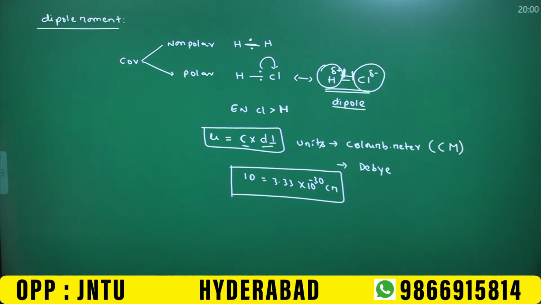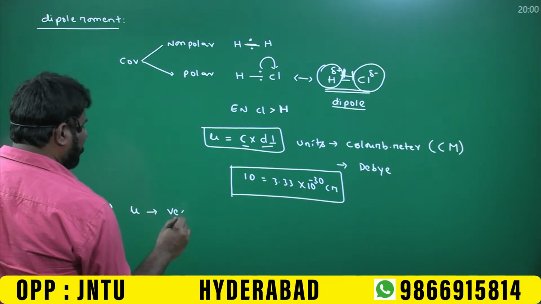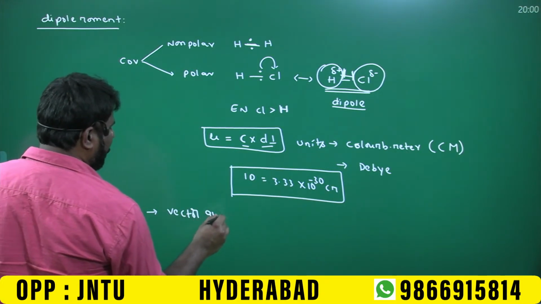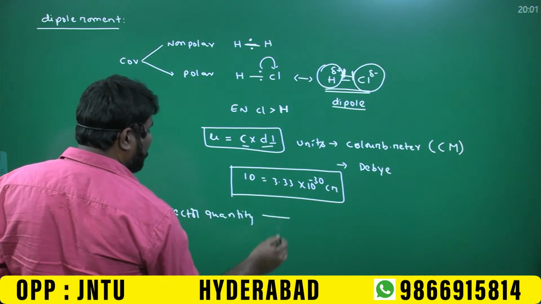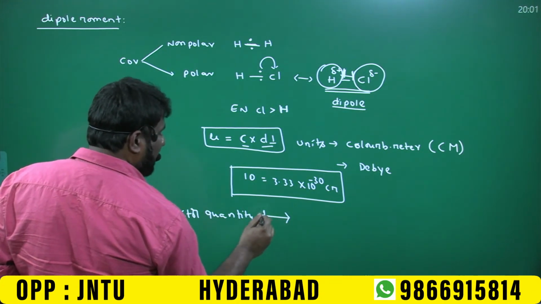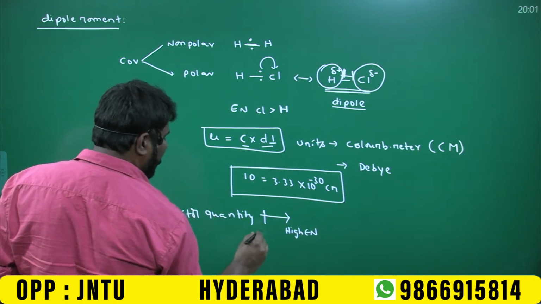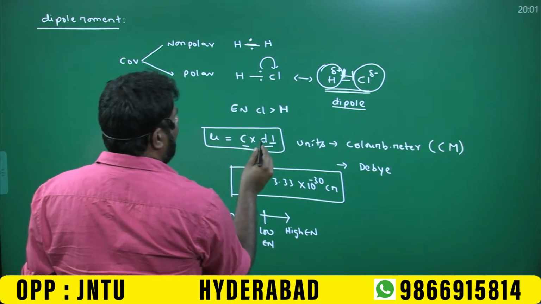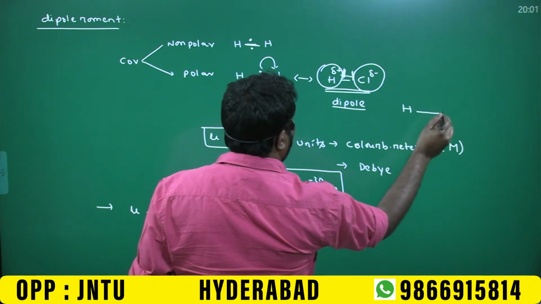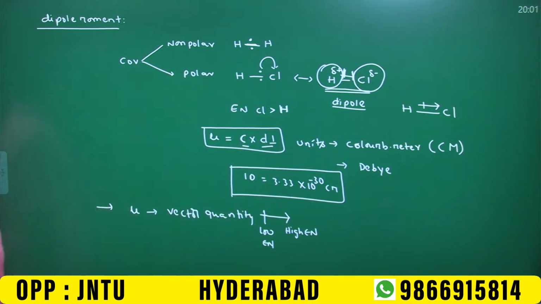Another important thing: the dipole moment is a vector quantity. A vector quantity is denoted with an arrow sign. The head indicates the high electronegativity part and the tail indicates the low electronegativity part. In the case of HCl, the head is towards chlorine and the tail is towards hydrogen. It is always a vector quantity.